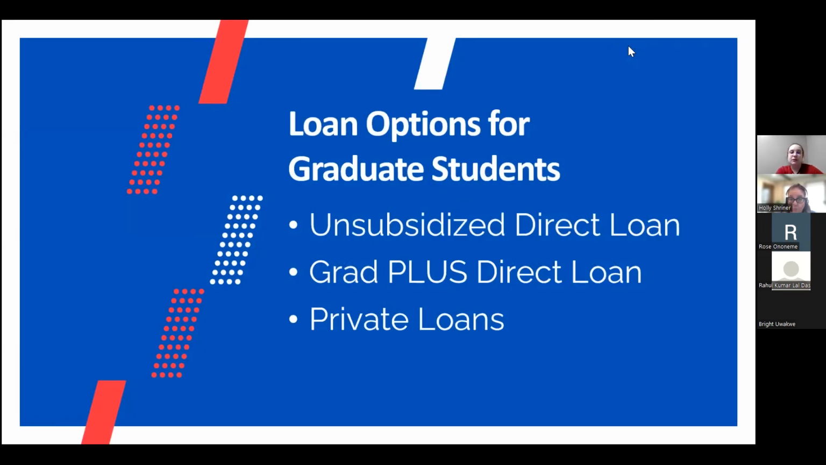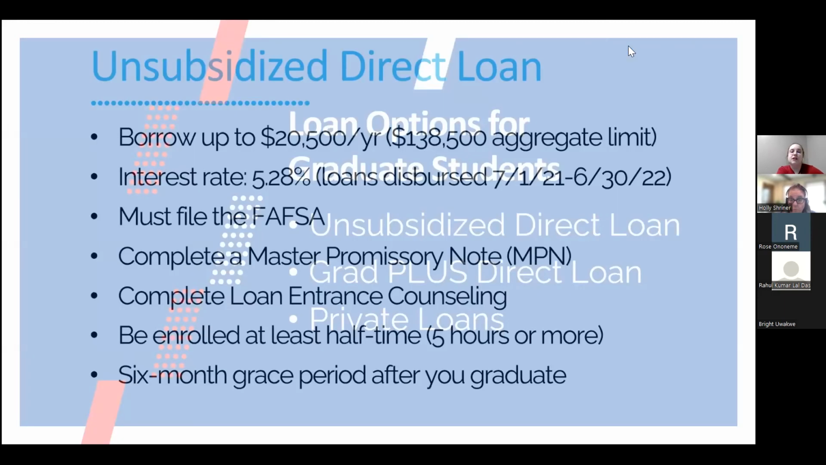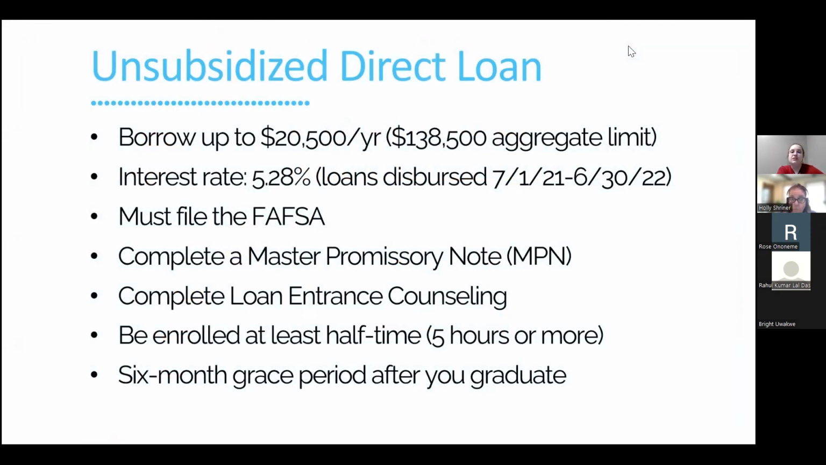And then we're going to go into some loan options for graduate students. We're going to talk about some federal loan options as well as some outside loan options. So for federal options, students who file the FAFSA are eligible for up to $20,500 per year in an unsubsidized direct loan. Graduate students can only borrow an aggregate limit of $138,500. That's also going to include any loans you took out as an undergraduate student. So just keep that in mind. Once you start reaching those limits, we'll definitely notify you and let you know what you're eligible for. But that is going to be that lifetime limit.